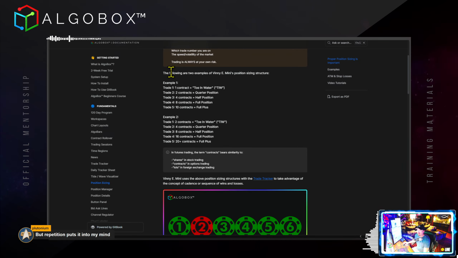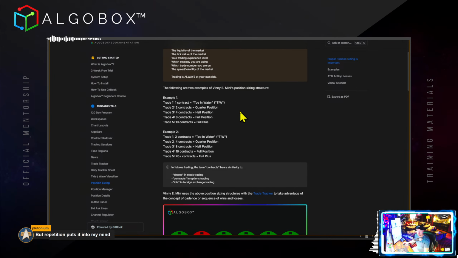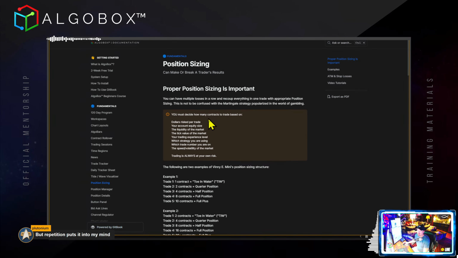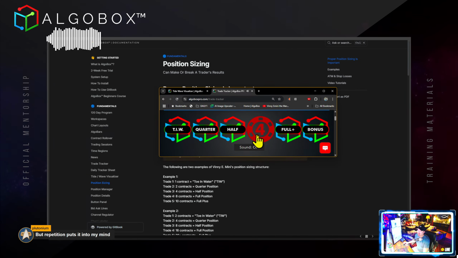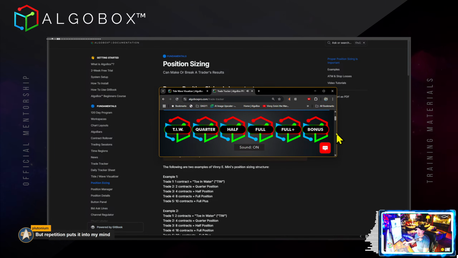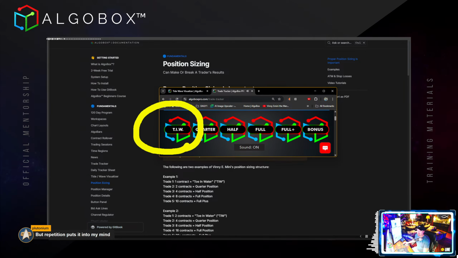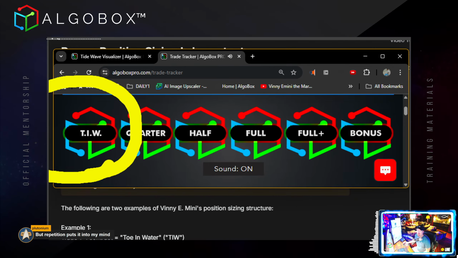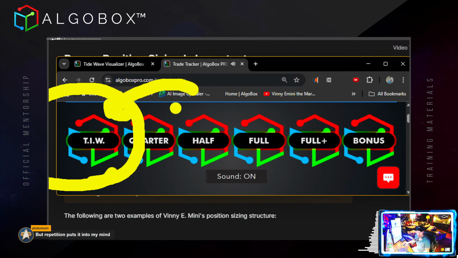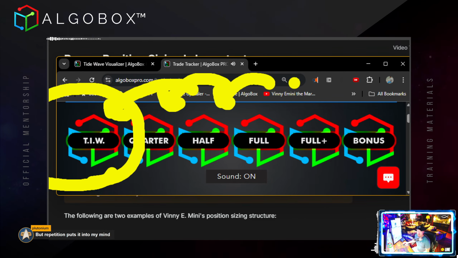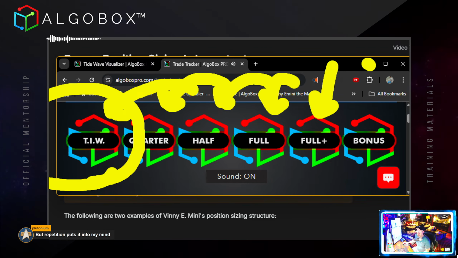Example. The following are 2 examples of Vinny Emini's position sizing structure. Toe in the water. I love that this example is here. So first, couple things. If you've been using my trade tracker tools, let's listen to that cathartic sound one more time. There we go. Reset across the board. What does it tell you? If you're using my tools, it's already re-ingrained. It's reinforcing this for you all the time. What's that TIW? Oh, that's right. He goes toe in the water, quarter position, half position, full plus, bonus.